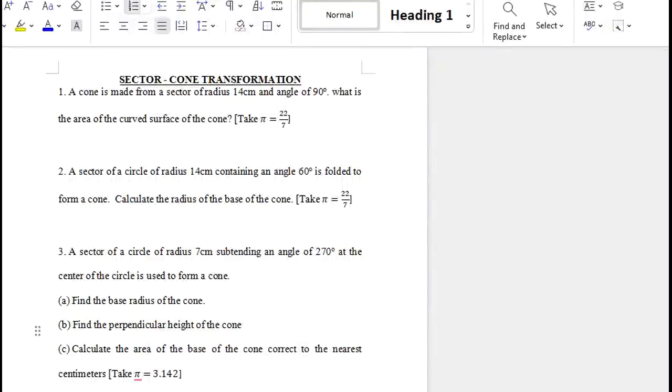Now let's look at the last part, part C. Part C says calculate the area of the base of the cone, and we are asked to take pi as 3.142. Now, this is very much easier. So ask yourself, what is the base of a cone? Yesterday we did it. The base of a cone is a circle. And if we are asked to calculate the base area of a cone, we automatically mean finding the area of a circle.